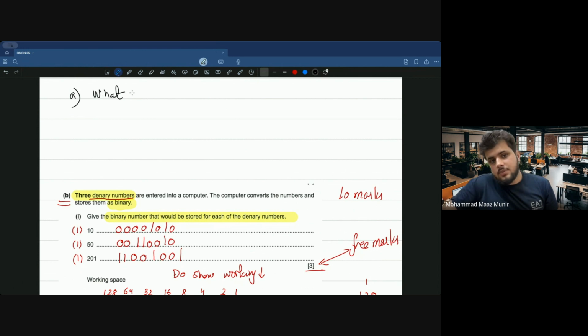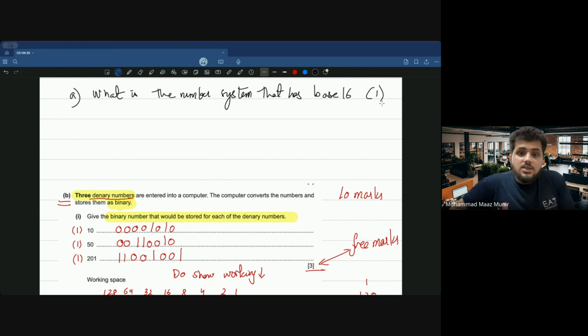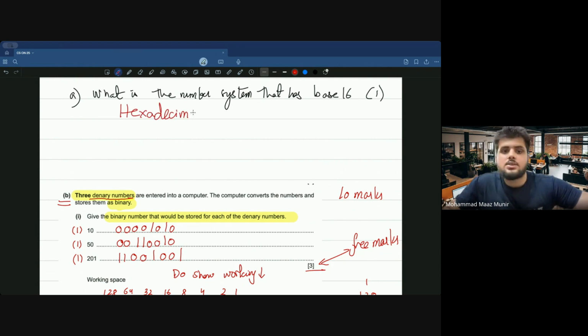What is the number system that has base 16? Now just let me know, how easy of a question is this? What is the number system that has a base 16? Tell me guys quickly in the chat. What's the number system that has base 16? Hexadecimal. Perfect. See, hexadecimal. Hex. So what am I going to do? I'm just going to be writing hexadecimal. That's it. Simple, easy peasy.